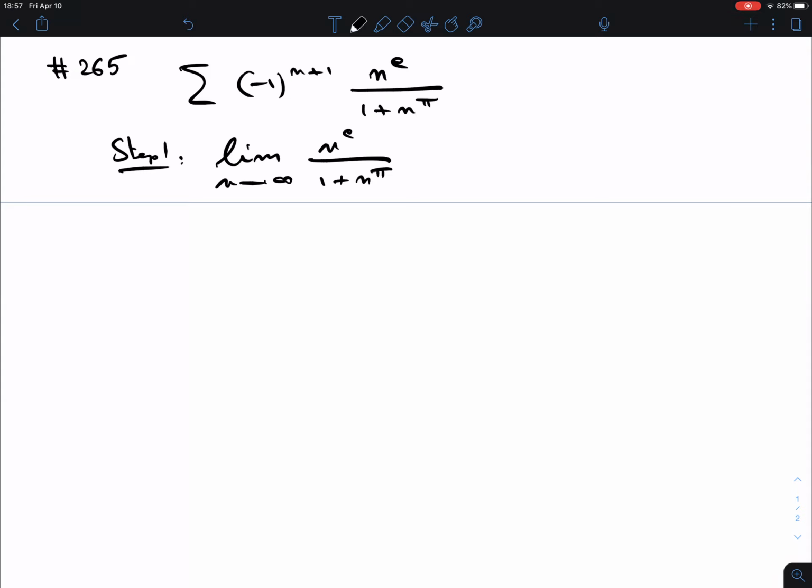By the previous example, it's exactly what we did before, except perhaps we now have to deal with powers that look unusual. But what's the biggest here? Well, on top we have n to the e, in the bottom we have n to the pi. Which has the biggest exponent? e is 2.7, pi is 3.14, so we're talking about this guy, right? Okay, so we're going to divide everything by n to the pi, top and bottom.